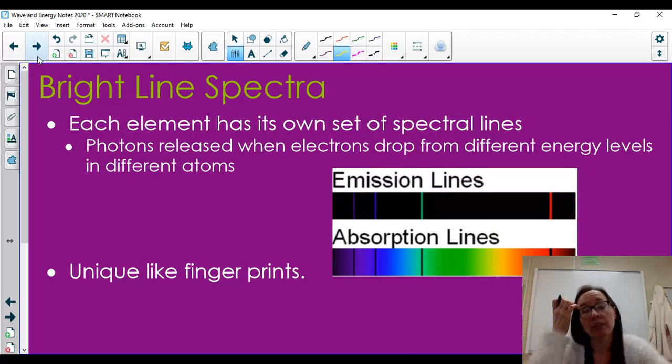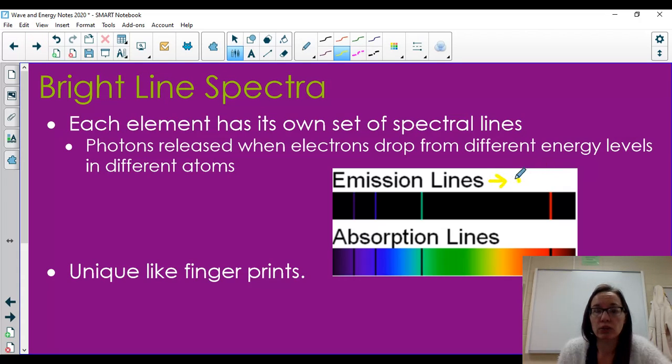Each element will have its own set of lines that are produced when we run energy through a sample of that element. And there are two different ways we can detect it. We can detect emission lines, the energy that's released when the electrons fall back down, so that's coming from electron fall. And absorption lines would be the energy that is taken out, that the electrons absorb to move out. So it just depends on when you do the detecting.